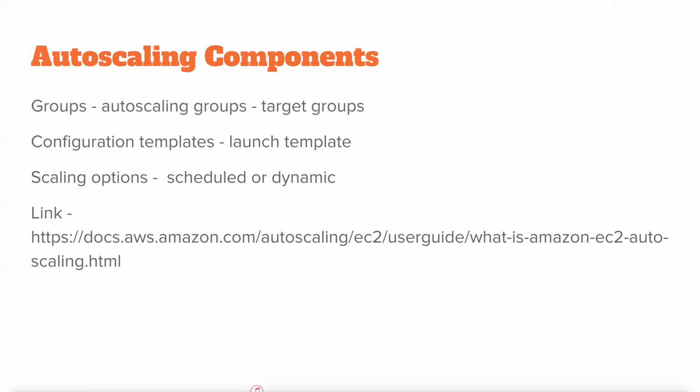So yeah, it's going to keep scaling. If the load goes down, it's going to kill those instances until it's where it's at your desired state. All right. So in this case, our desired state was 4, right?